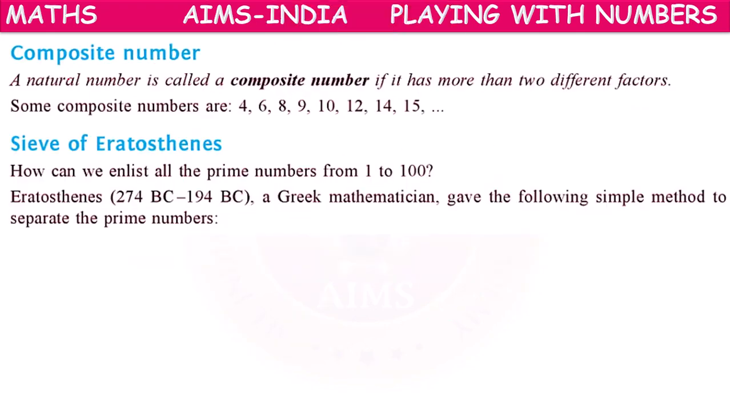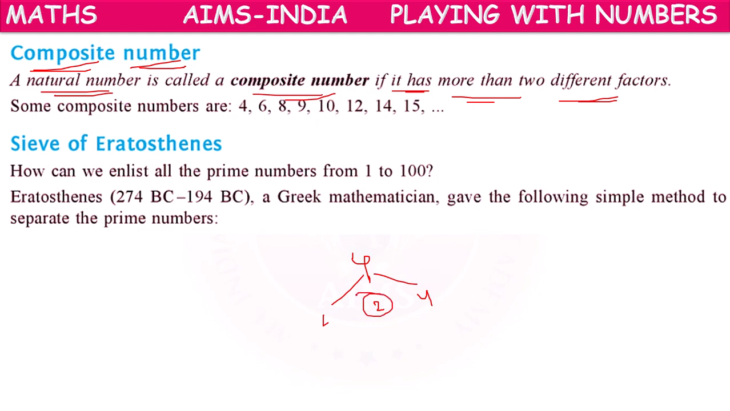Next, composite number. A natural number is called a composite number if it has more than 2 different factors. Like 4: 1 is a factor, 4 is a factor, 2 is also a factor. These 3 are different factors. Normally, prime numbers have only 2 factors, but composite numbers have more than 2 different factors, like 3 factors, 4 factors, 5 factors. If they have more than 2 factors, then they are said to be composite.